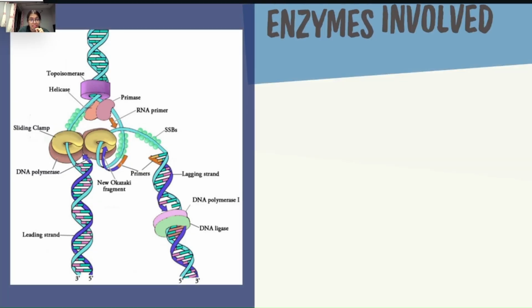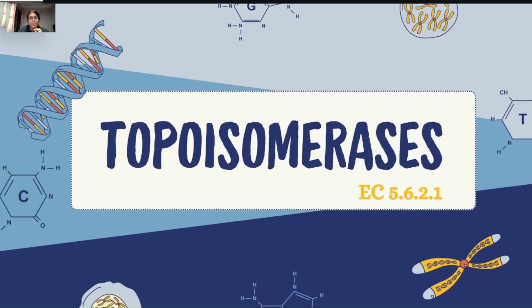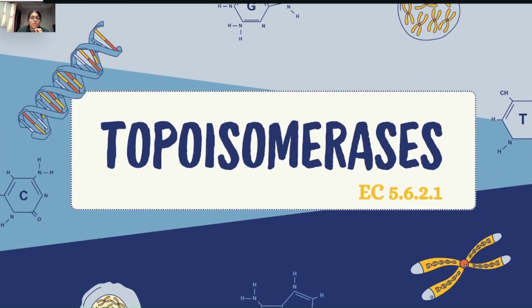So, the crucial enzymes that are present in both prokaryotic and eukaryotic DNA replication are as follows: topoisomerases, helicases, primase, single-stranded DNA binding protein, also called SSB protein, DNA polymerases, and ligases. They all together form the DNA replication complex. Let's first start with the topoisomerases.